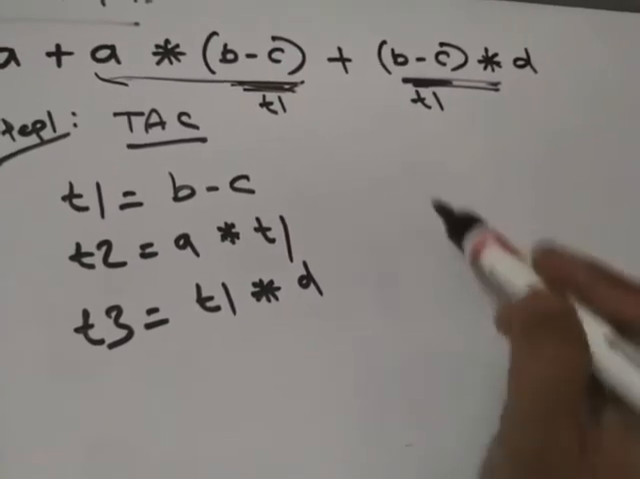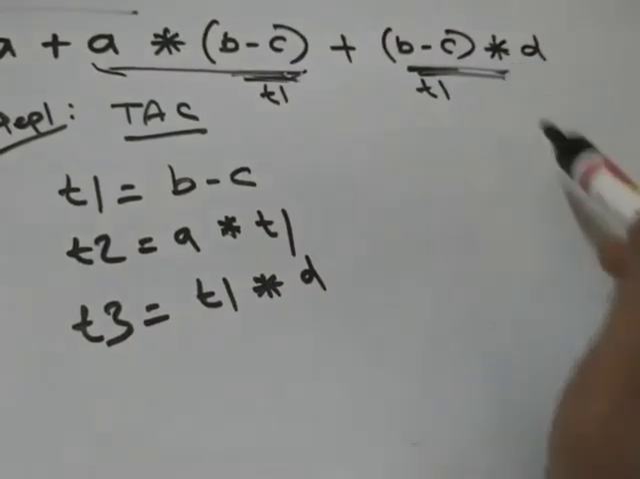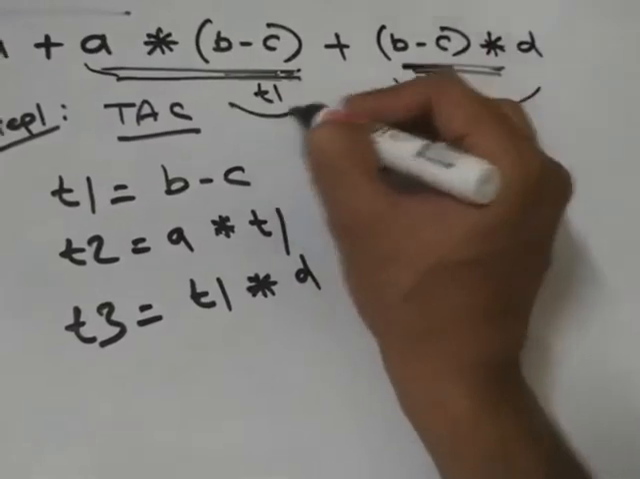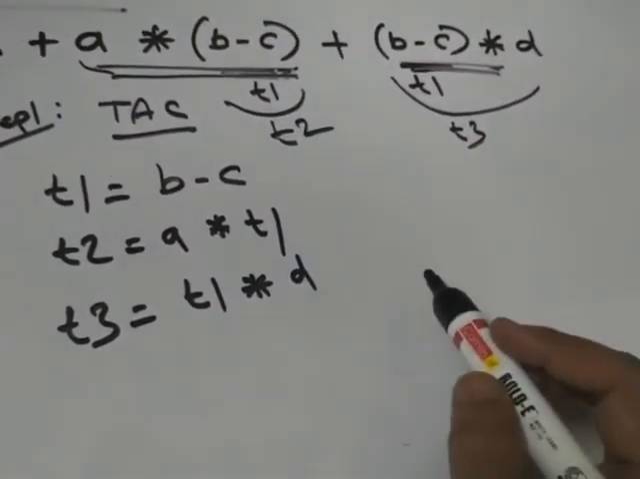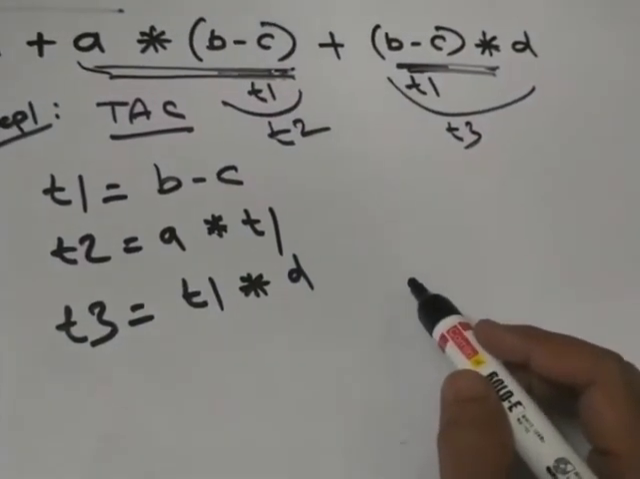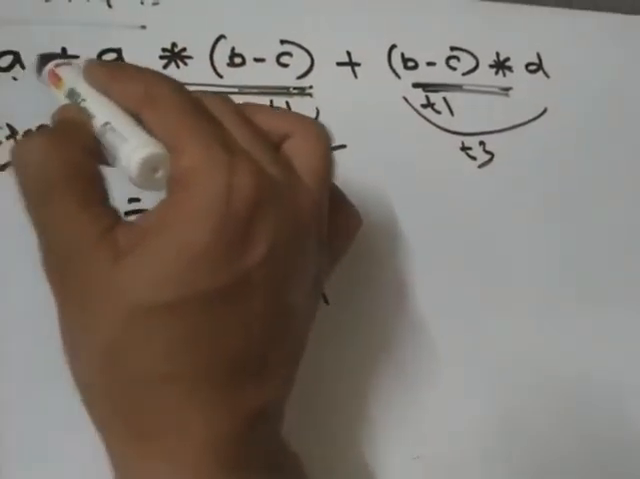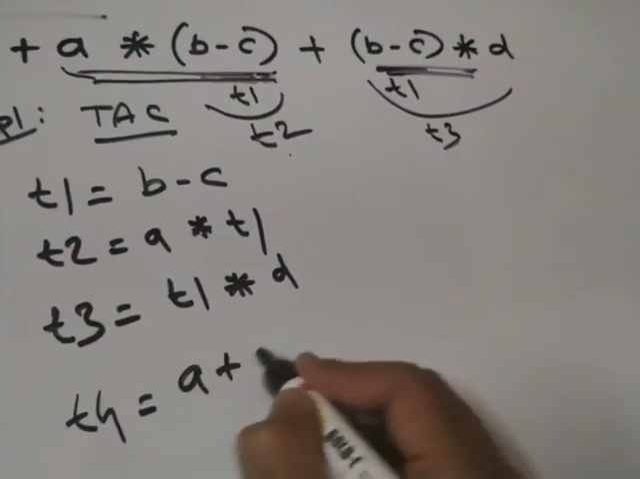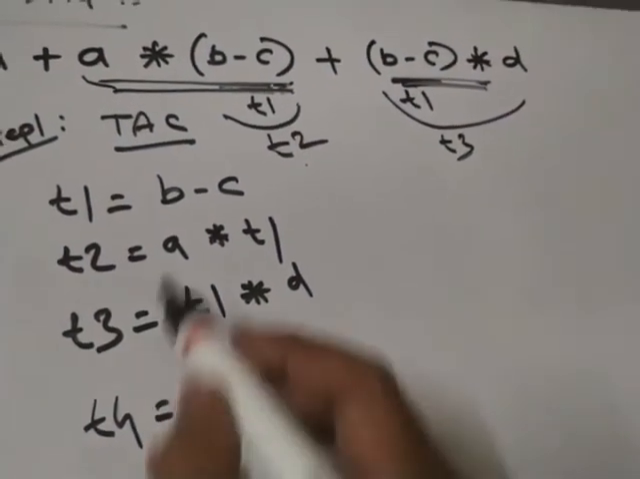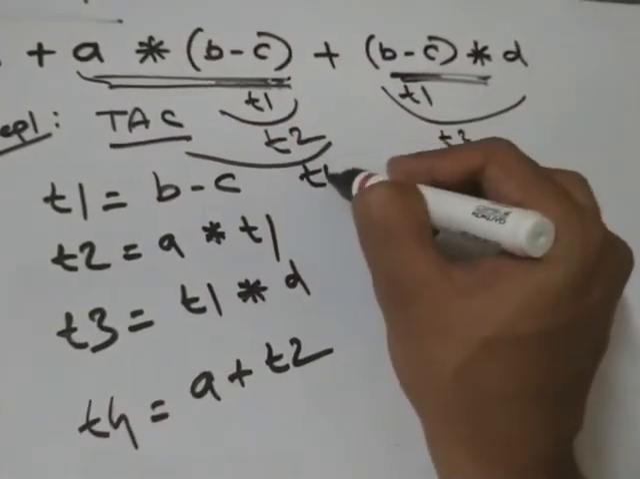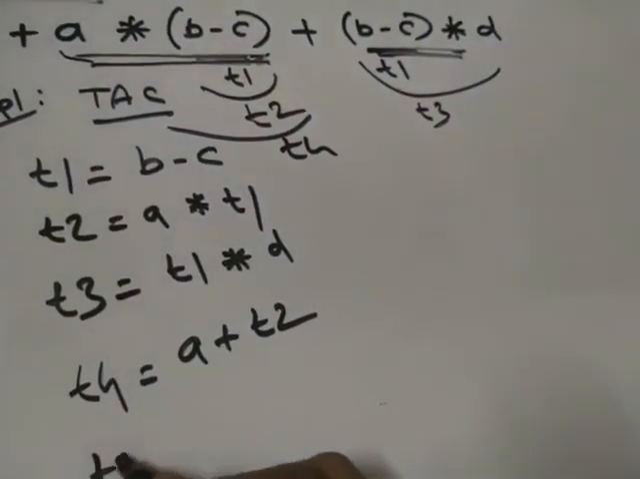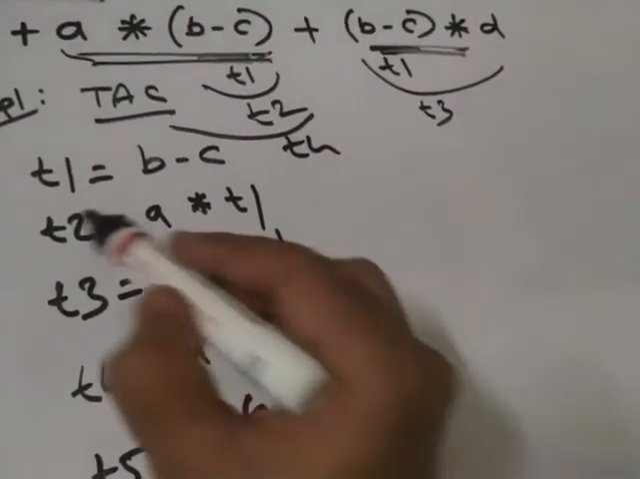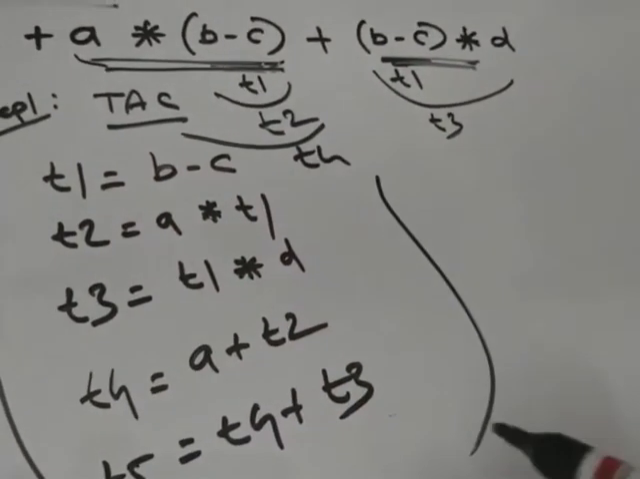Now this part is entirely called T3 and this part is entirely called T2. So now we will simply add a and T2. So T4 equal to a plus T2, and at last this entire T4 part we will add with T3. So T5 equal to T4 plus T3. In this way we have created the three address code for this example.